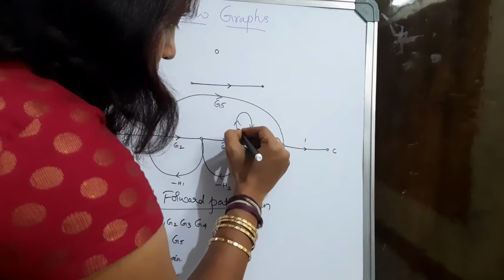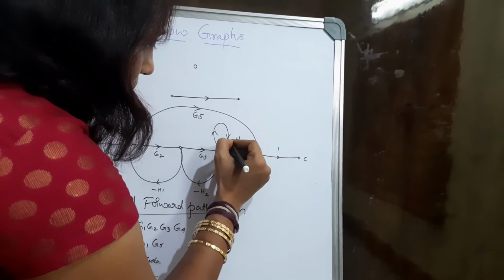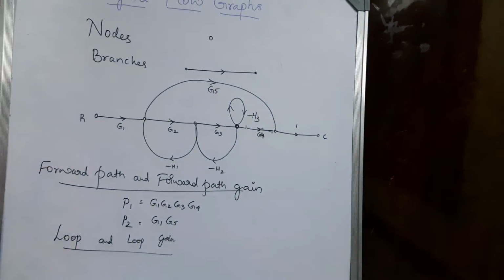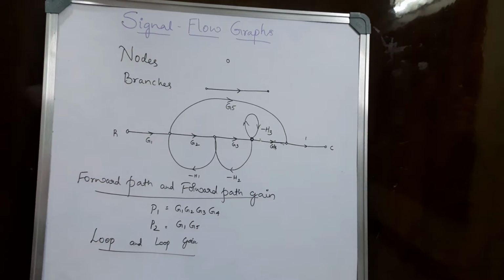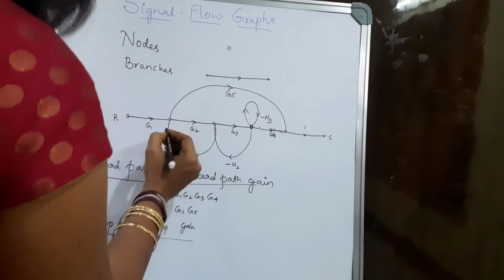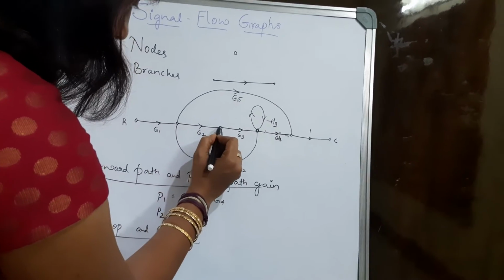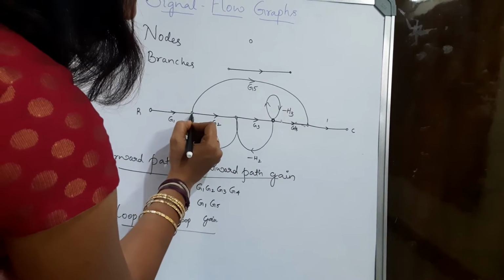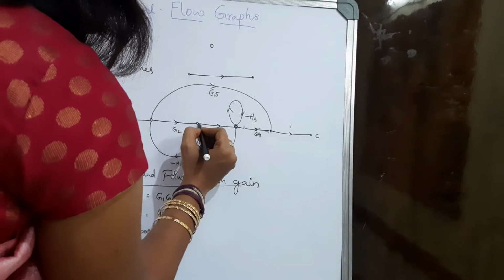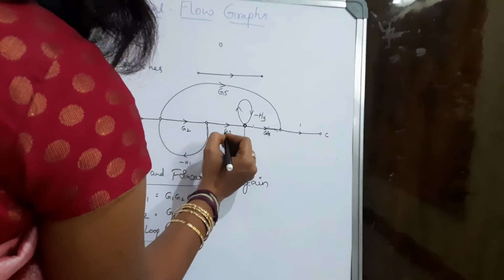You can see here it starts and ends at the same node. So I can consider this to be one loop, which has a gain of minus H3. Similarly, here is another loop which starts at this node and then comes back to the same node. Then this is another one, that is G3 minus H2. This is another loop.